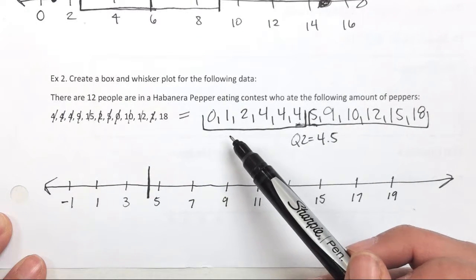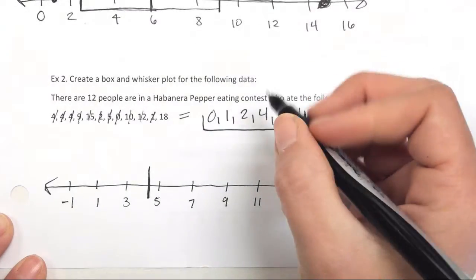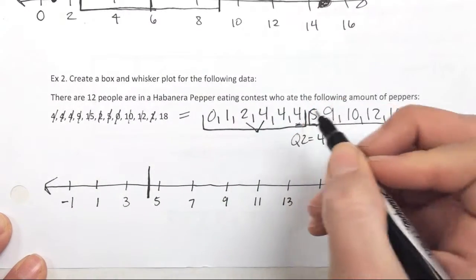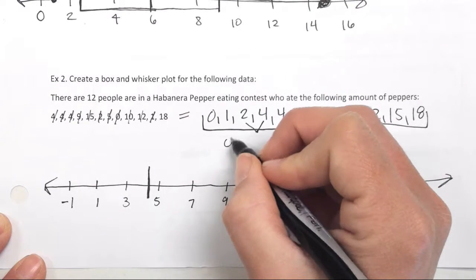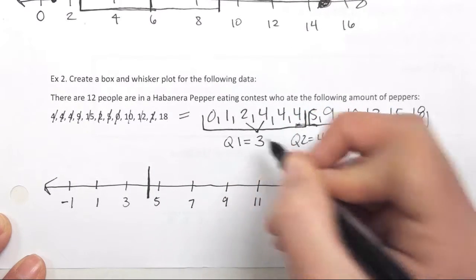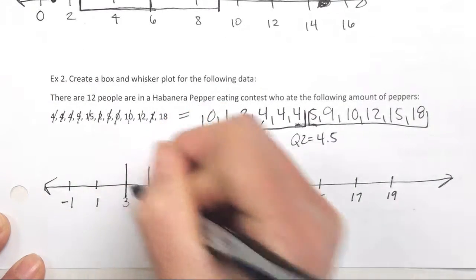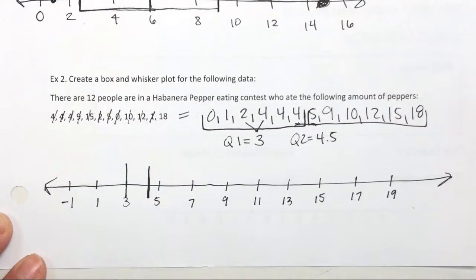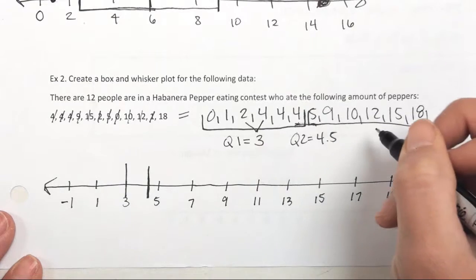No. 2 and 4. So we have to add them together and divide by 2 and get what? 3. So we'll need to draw one line at 3. That's our Q1.